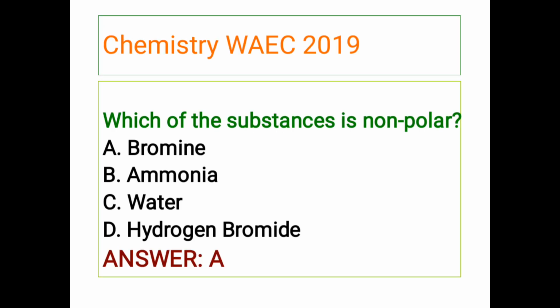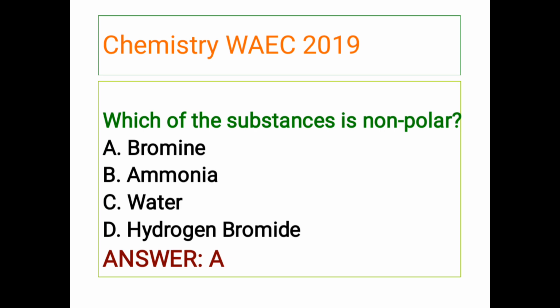Then again, we can look at Chemistry WAEC 2019. Which of the substances is non-polar here? And the answer is bromine. Why bromine? Ammonia is NH3, where N is joined with 3 hydrogen atoms, and all the hydrogen atoms are positive. So ammonia is polar.